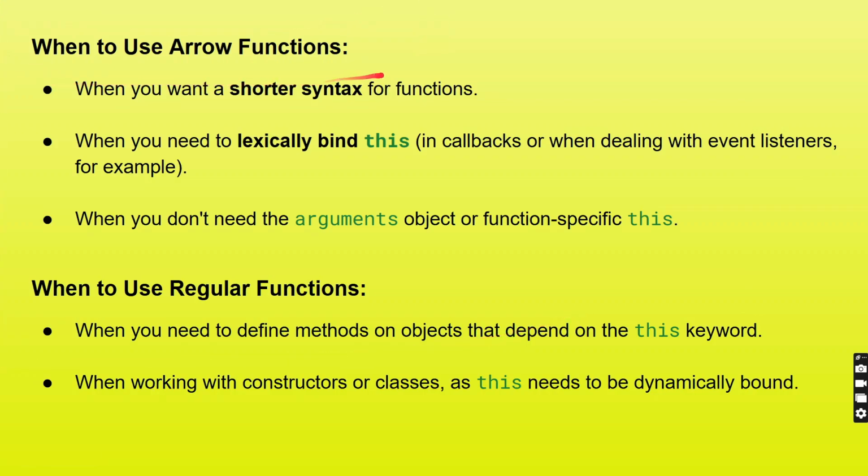When to use arrow functions? When you want a shorter syntax for functions, when you need to lexically bind this in callbacks, or when dealing with event listeners, for example. When you don't need an arguments object or function-specific this.